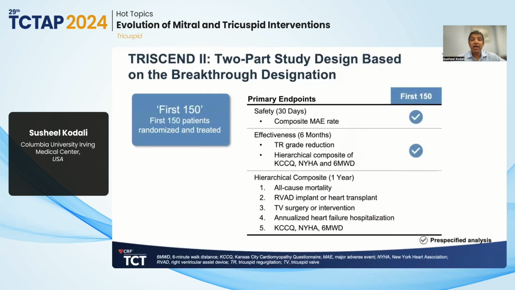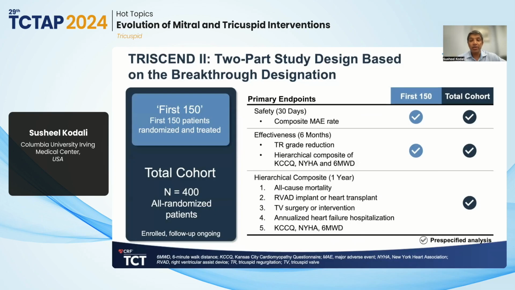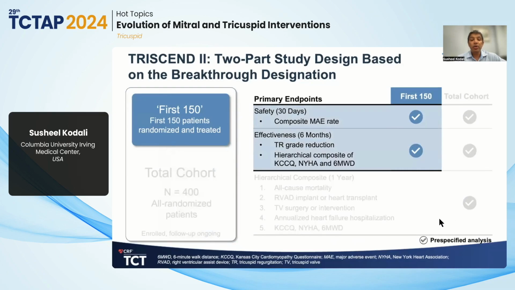The TRISCEND 2 study was designed as a 2-part study based on the FDA breakthrough designation. For the first 150 patients randomized and treated, there was an initial look at the primary safety at 30 days and effectiveness at 6 months, including TR grade reduction and a hierarchical composite of functional status improvement. The entire cohort of 400 patients is already enrolled and follow-up is ongoing. The primary endpoint at 400 patients is a hierarchical composite including important clinical outcomes such as mortality and heart failure hospitalizations, as well as improvements in functional status. So we're going to take an initial look at the first 150 patients, which was presented at TCT last year.